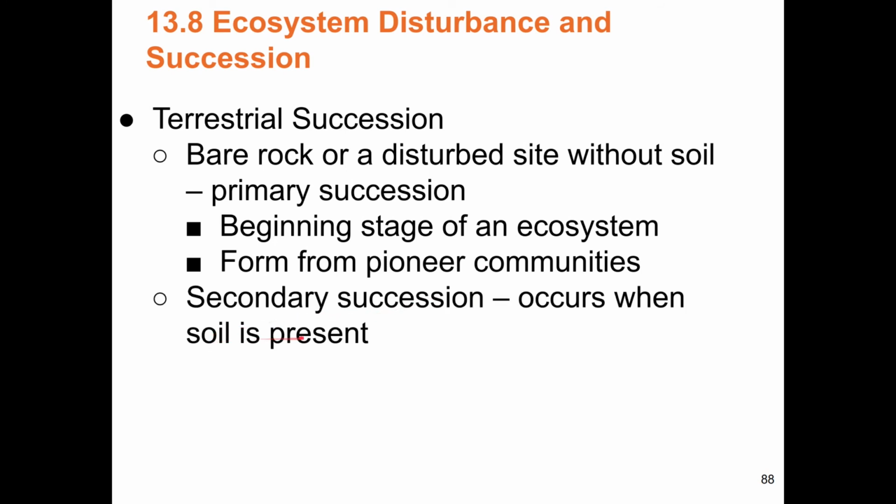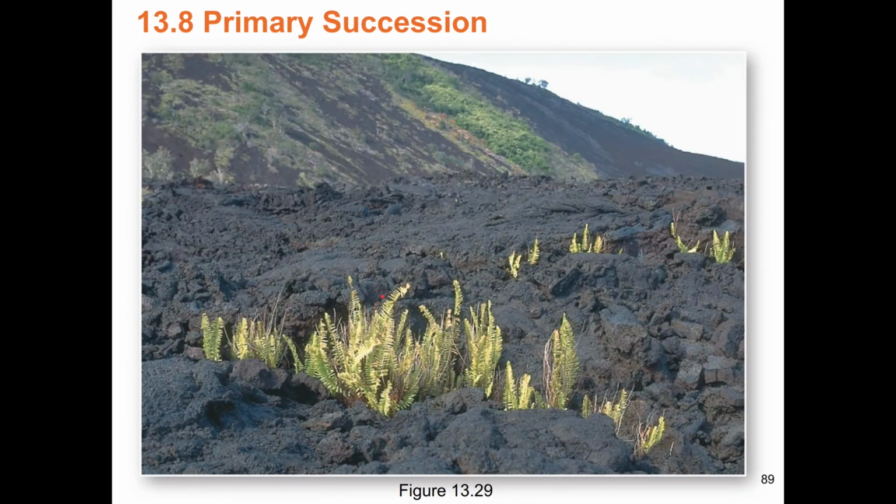If there's soil left over, like let's say there's a small landslide or a small, not too bad fire that just burns most of the plants, so you still have soil, that's secondary succession. And obviously things would happen much more quickly with secondary succession because there's still soil, maybe still some plants, maybe still some animals. There's been a disturbance, but everything didn't get wiped out. That's secondary succession. Much more common.